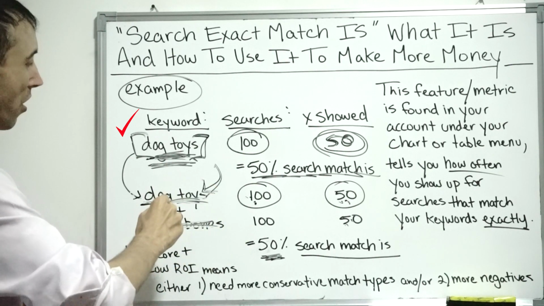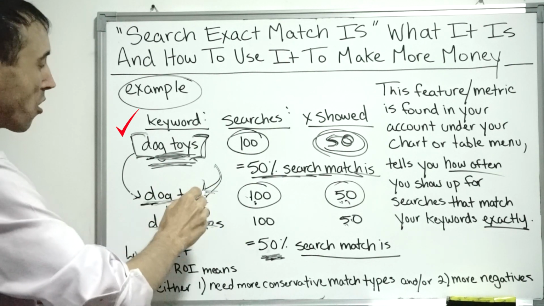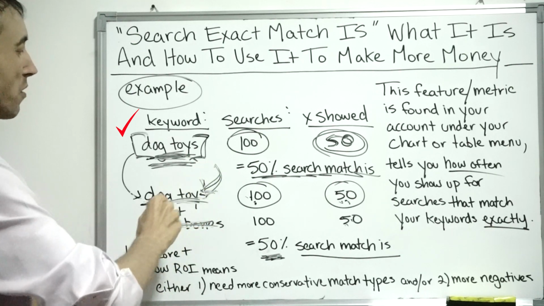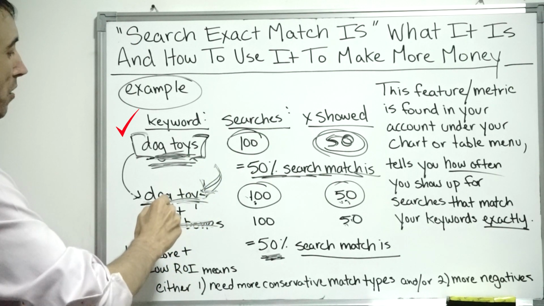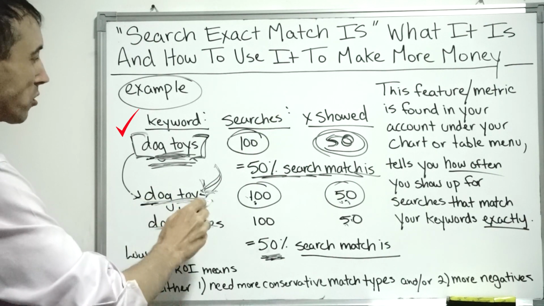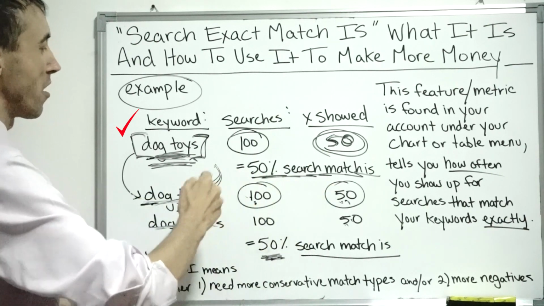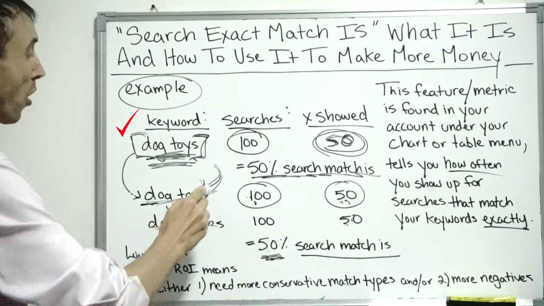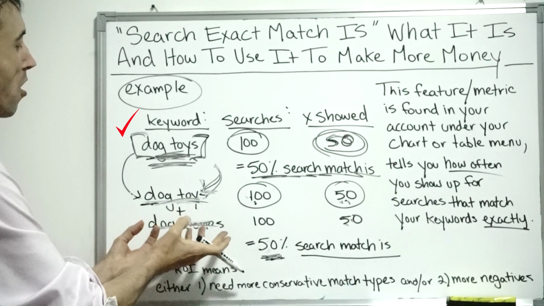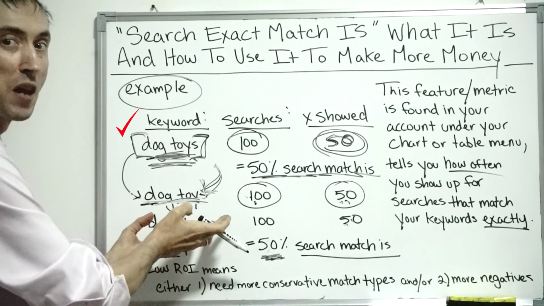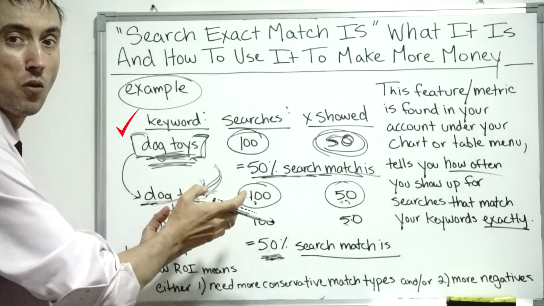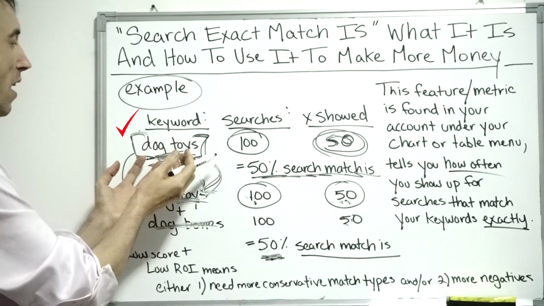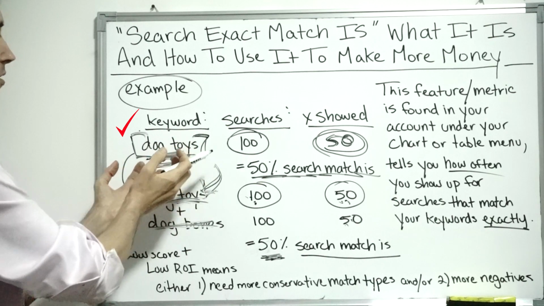If you want to know how many times out of 100 your ad showed up when they typed in dog toys, even though you're showing up for all this other stuff, having bid on the keyword dog toys, it tells you how many times out of 100 you show up for dog toys when you bid on dog toys, but only dog toys, even though you show up for all this other stuff when you bid on dog toys in broad match or phrase match. Whereas if you bid on dog toys in exact match with the brackets around it, you would only show up for dog toys.